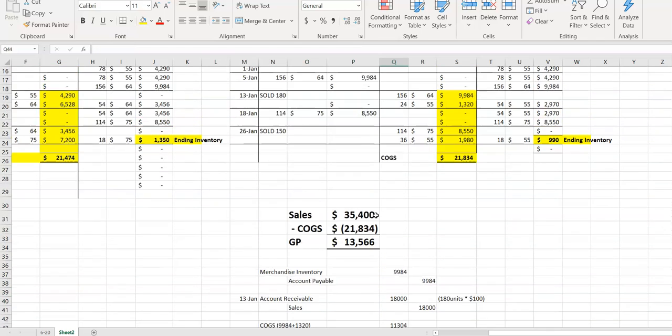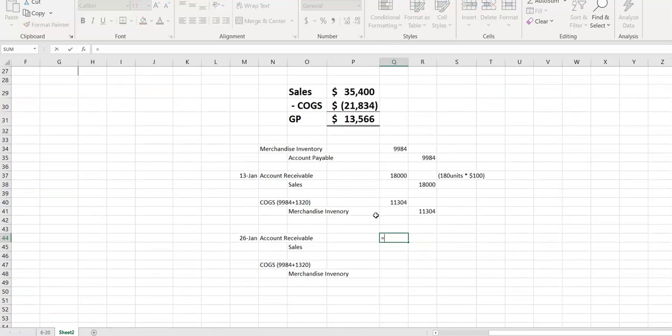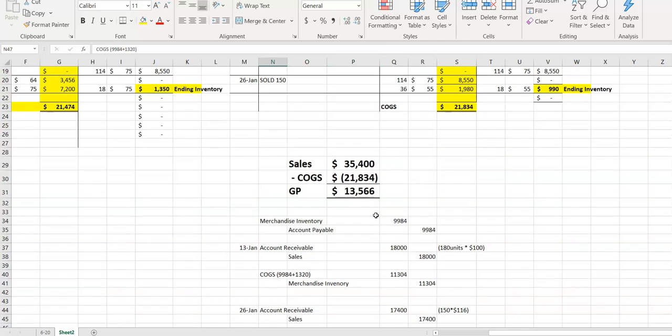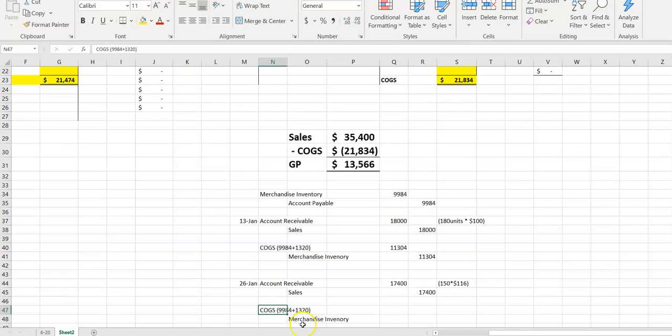All right, this one, it was 150 units at $116. So 150 times 116. All right, and then our cost of goods sold is going to be the $85.50 and the $19.80.